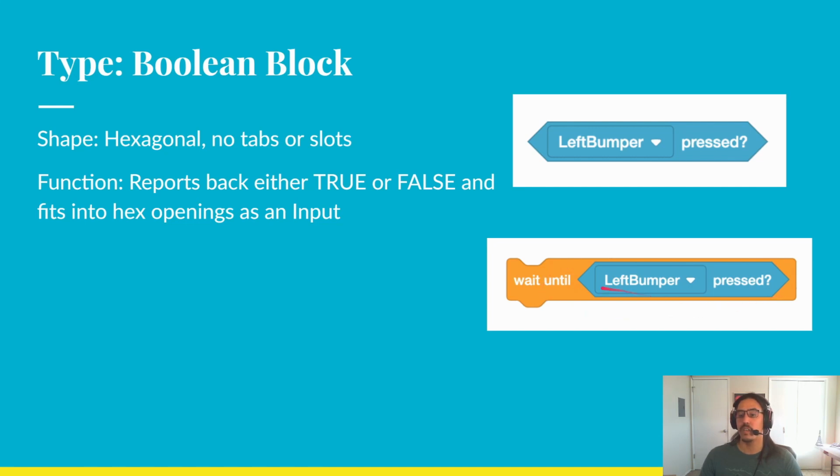See, this hex shape is going to fit into a hex-shaped block or a hex-shaped opening in a stack block. So this would make the program wait until this was true, which could be useful for making the robot only do something when a certain thing happens. So that's Boolean blocks, purely yes or no, true or false.